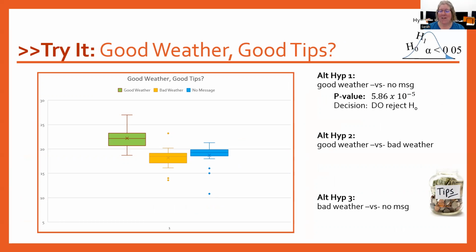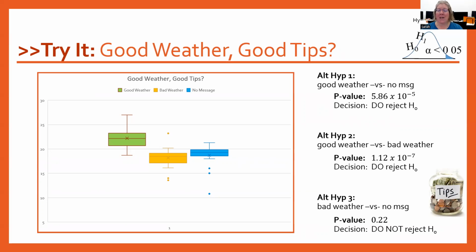All right, so the good weather versus bad weather. This one had an even smaller p-value, 1.12 times 10 to the -7. So again, we do reject the null hypothesis, or the difference is statistically significant. And then our last one, the bad weather versus no message. Those look awfully close when I looked at the box plots, and indeed the p-value is 22%, so 0.22. So do not reject the null hypothesis is the same as the difference is not statistically significant.